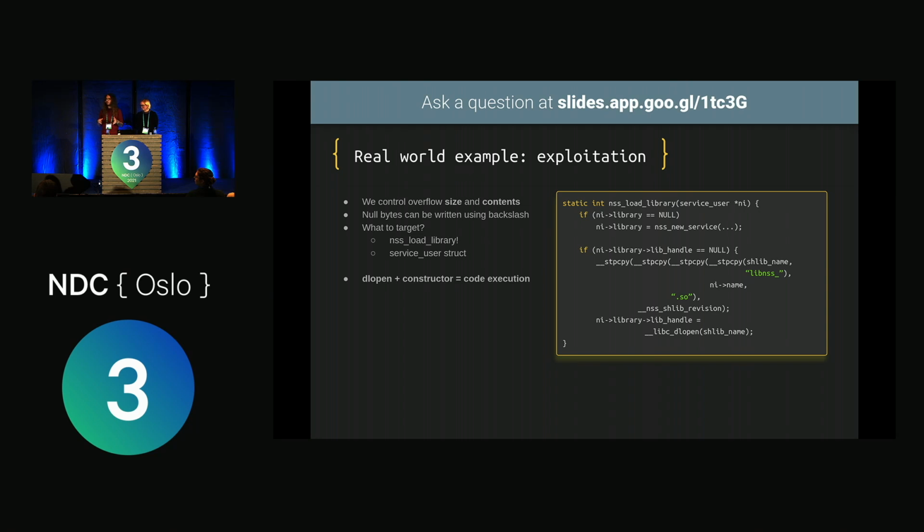And this pointer was just garbage. It contained a bunch of A's or something. And this will crash because it's not a valid memory address. Which means that we fully control the contents of this service user struct that's passed as a parameter to this function.